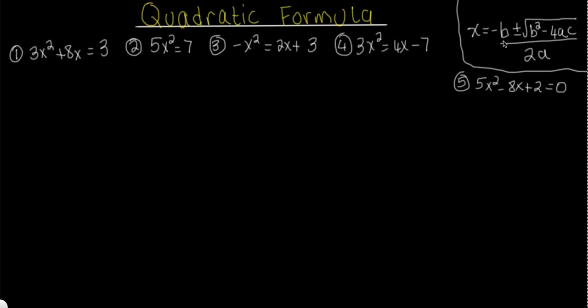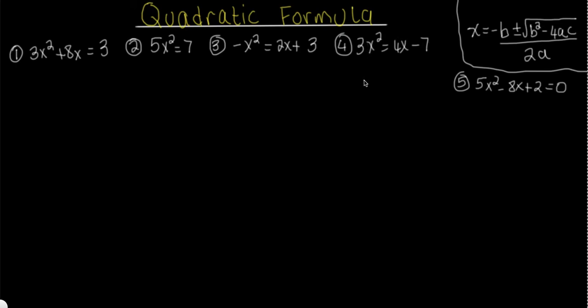It is x equals negative b plus or minus the square root of b squared minus 4ac, over 2a, where a is the number in front of x squared, b is the number in front of x, and c is the other number.